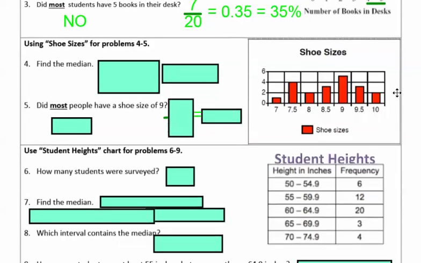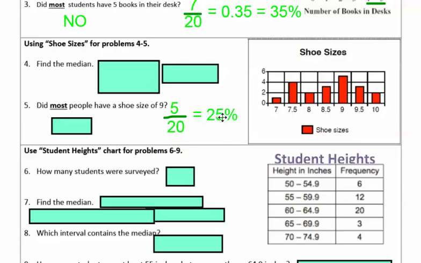All right. I want to do number 5 next here, since it has to do with what we just did. So they're asking, did most people have a shoe size of 9? Well, guys, how many people had a shoe size of 9? 5. And out of how many? Because we have to turn it into that percent. So add up how many people they were. Pause if you need to. All right, it's 5 out of 20 people.